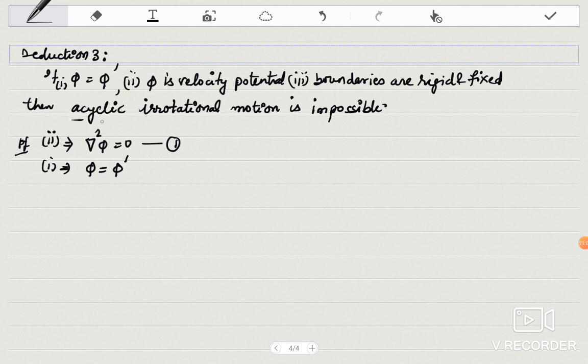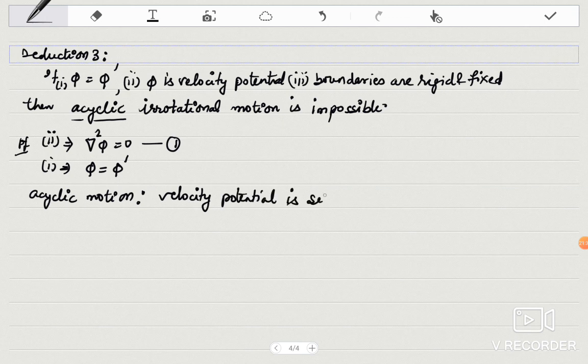Now one another thing in this statement is a cyclic motion. A cyclic motion means that velocity potential is single valued, and we know that it is the condition of Green's theorem also. You may see that in your book, perhaps it is misprinted. There it is written cyclic motion. It is a cyclic motion. So velocity potential is single valued, which is the condition for the Green's theorem to be true.